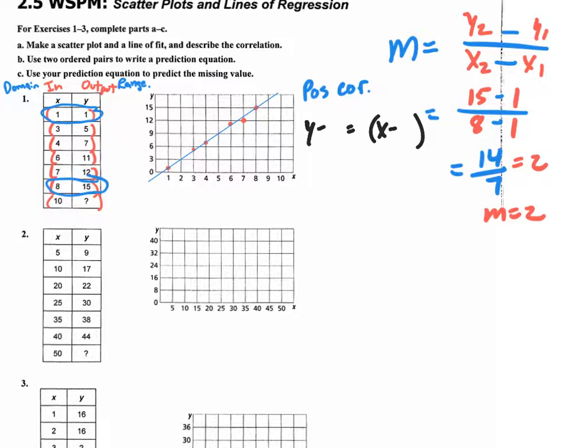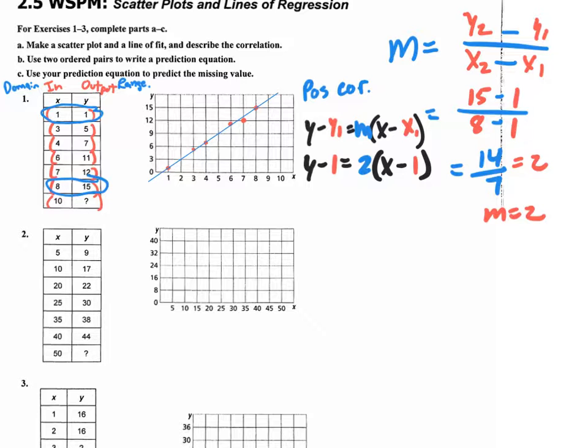And of course, y1 is 1. So let me start over. Y minus y1, that's 1, equals m. M happens to be 2. Open parenthesis, x minus x1, which is also 1, using that first point, (1, 1). And now all we need to do is change this point slope form to slope-intercept form.